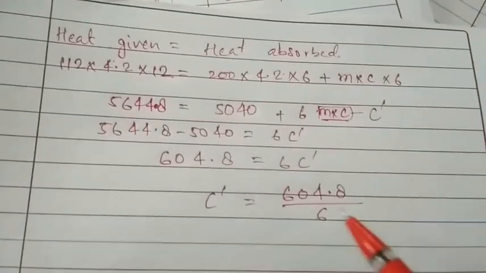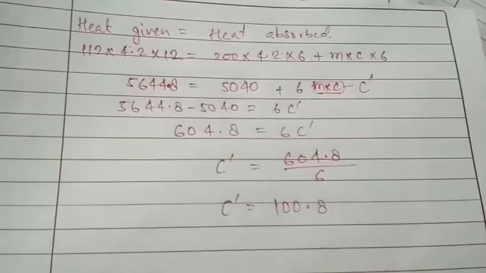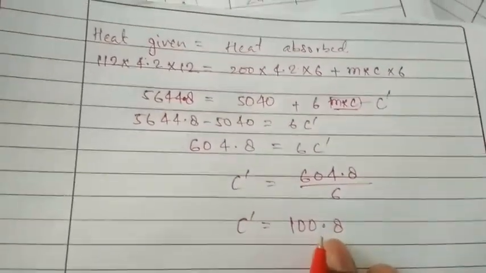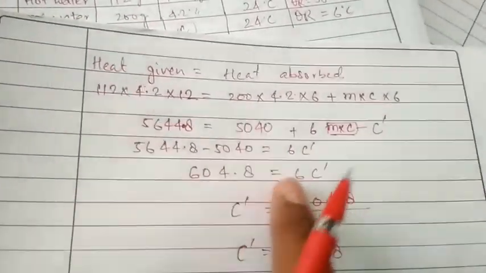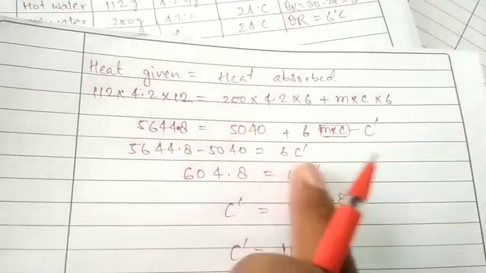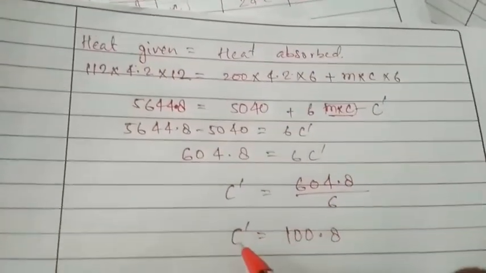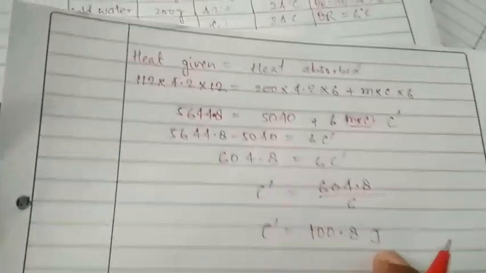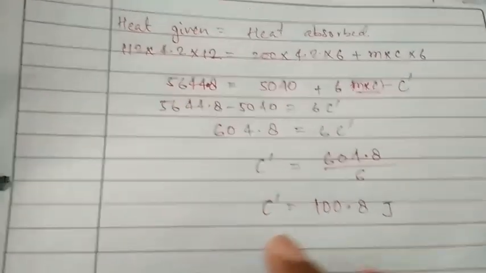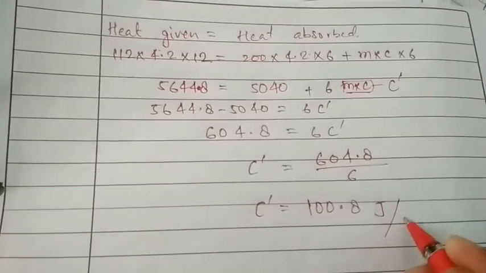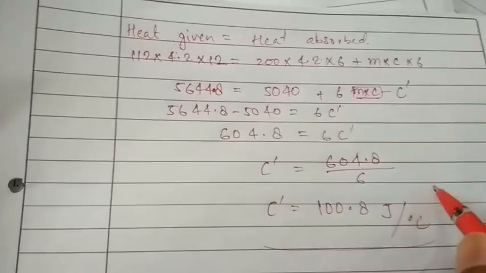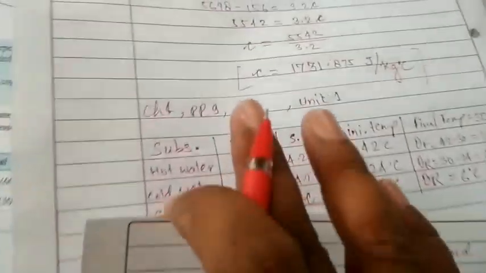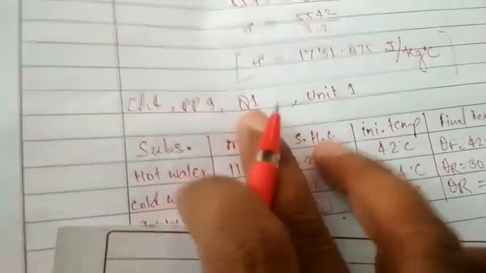So C dash is equal to 604.8 by 6. It comes 100.8. What about the unit? The unit of specific heat capacity is joule per gram per degree Celsius. So C dash also has the unit joule, because here the unit is given as joule per gram, but we will not write per gram because it's a heat capacity. It is independent of mass. The remaining part is degree Celsius. So this is the solution of the question for practice problem 9, chapter 4, question 1.